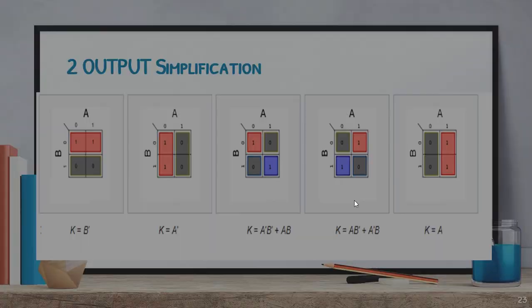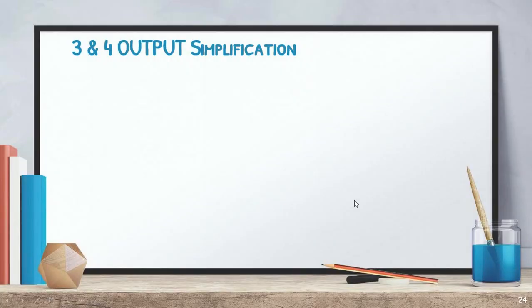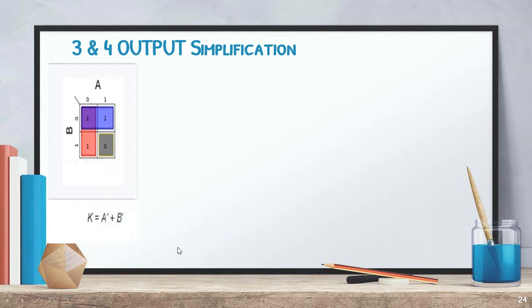With the same method, let us see how it works for 3 and 4 outputs, just see it here. In this condition I have 3 ones. We can make 2 groups here. The first group is something like this. In this group B is 1 and 0, so B is cancelled out and we get A bar.